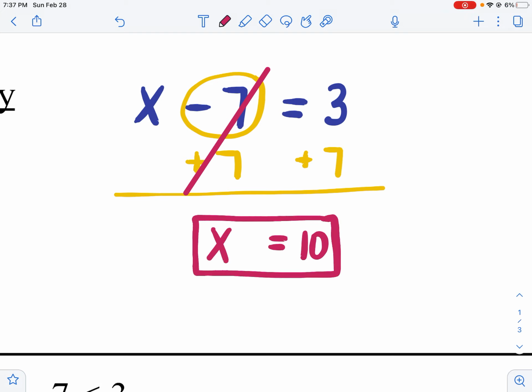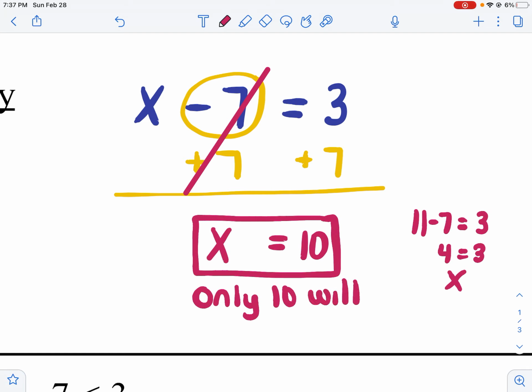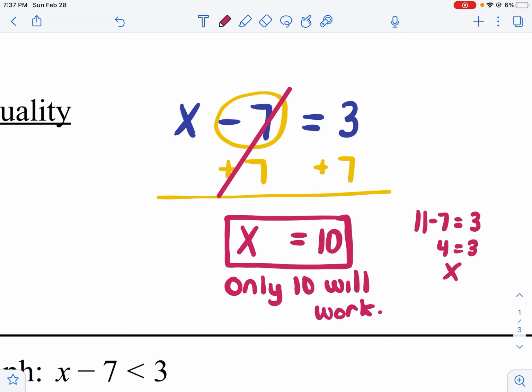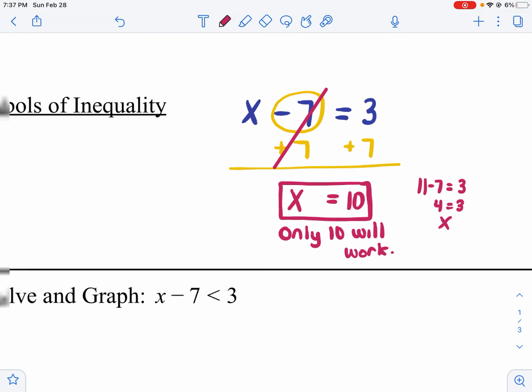So now what our answer means here is that only 10 can work. If I tried 11 minus 7 equals 3? No, because it is 4, and 4 does not equal 3. So this is saying only 10 is a solution. Now, the reason inequalities are nice is because when we use our inverse operations, we will see that there are various answers, and instead of having to list all the answers, the inequality names them all.